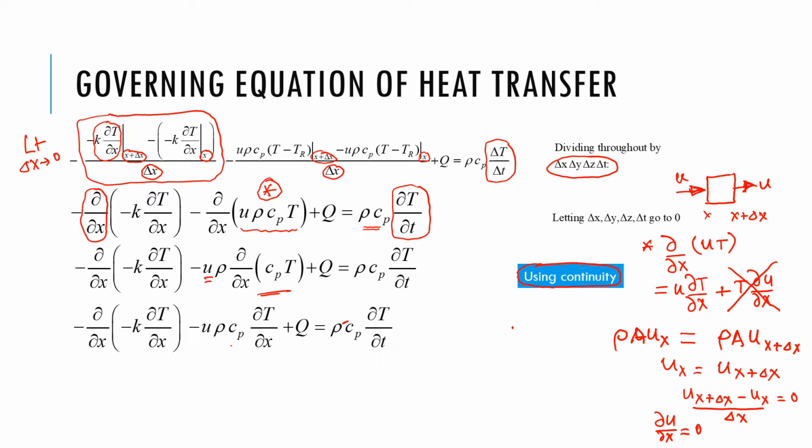We took the Cp out, so it's u rho Cp ∂T/∂x plus Q equal to rho Cp ∂T/∂t. So let's make sure we understand the physics that they stand for. So this term stands for conduction.